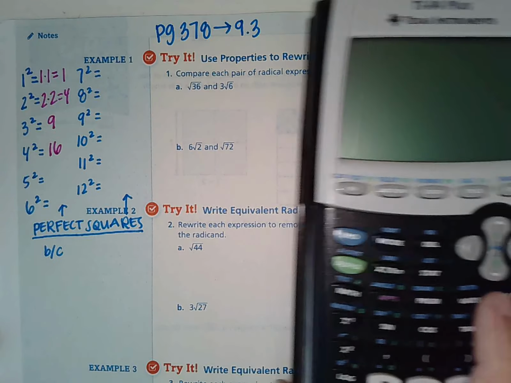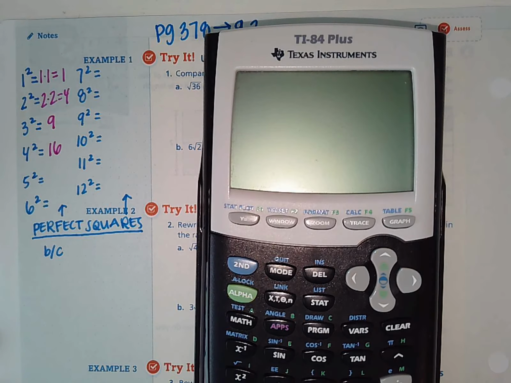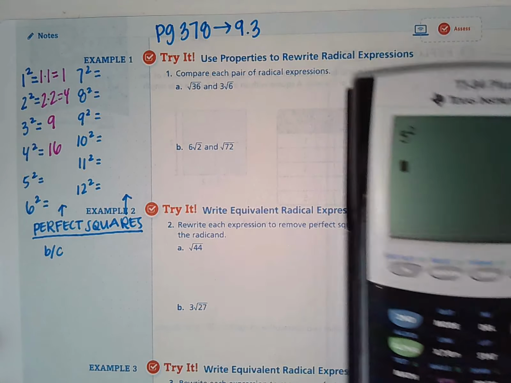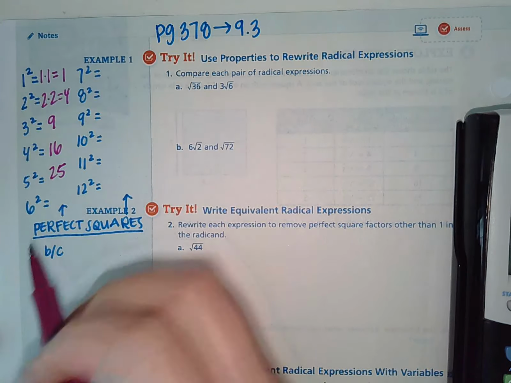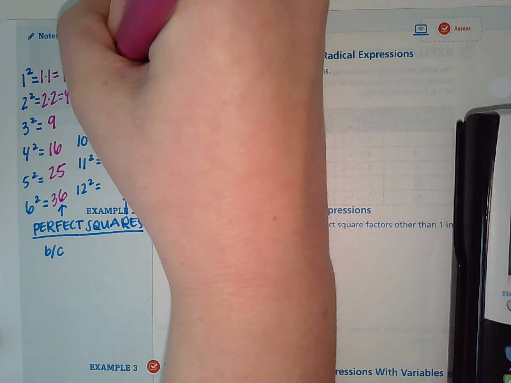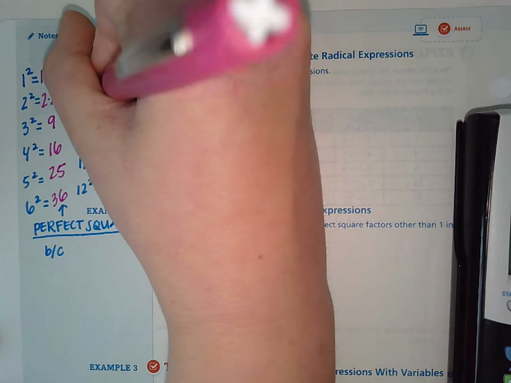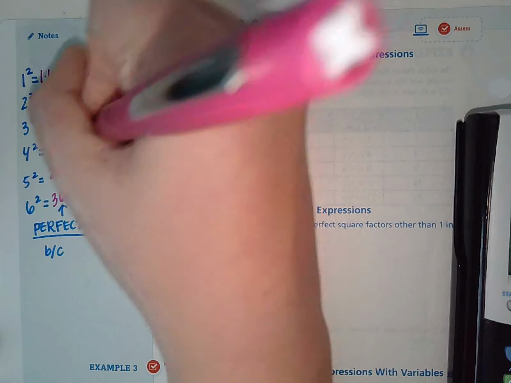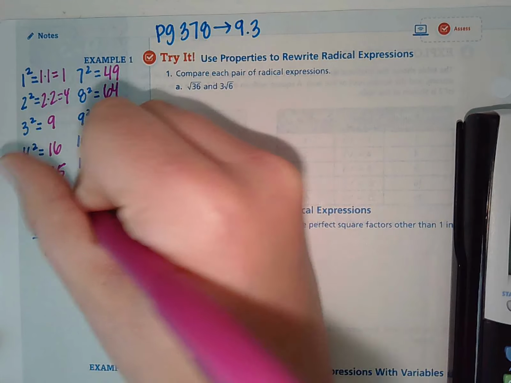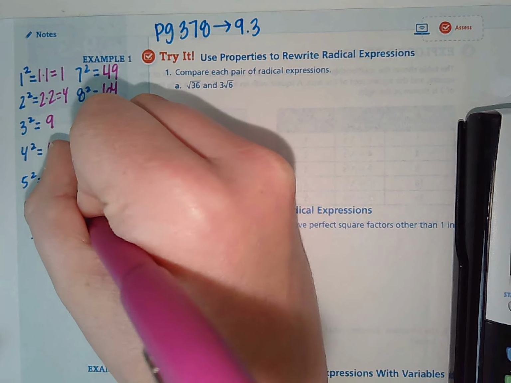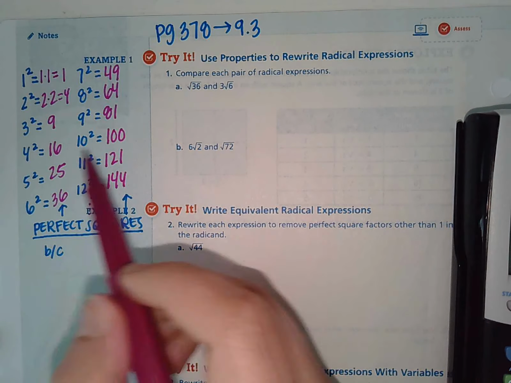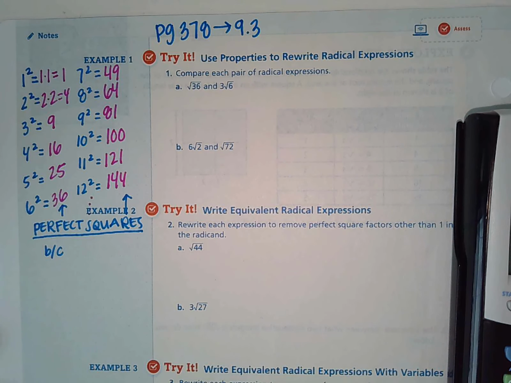If we wanted to use our calculators to help us out with this, I have one of the older calculators, but I can do 5 squared is 25. 6 squared is 36. 7 squared is 49. 8 squared is 64. 9 squared is 81. 10 squared is 100. That one's always fun. 11 squared is 121. And 12 squared is 144. Now, these numbers go on forever. I could do 13, 14, 15 squared. But I'm just going to leave it alone. We've got a big list of 12 numbers for right now.